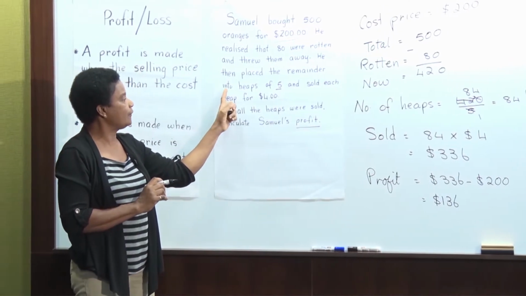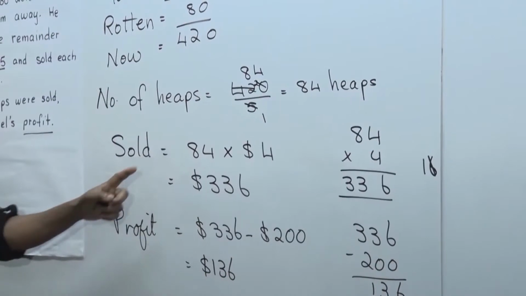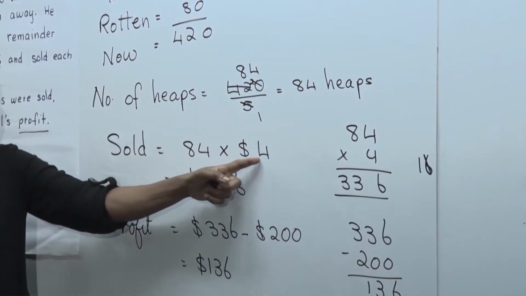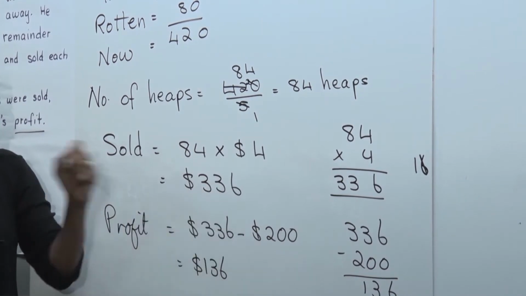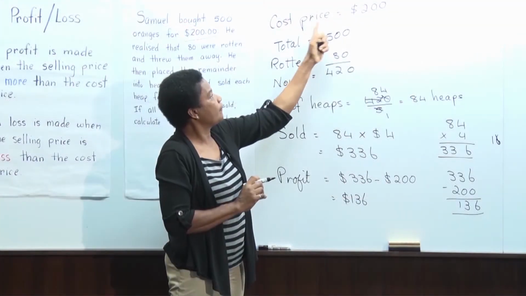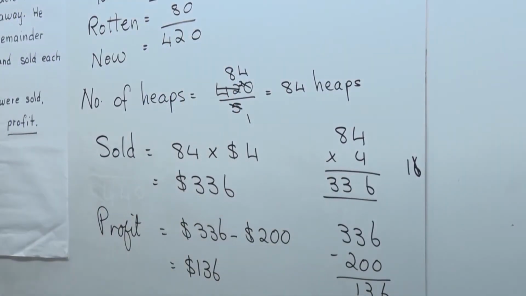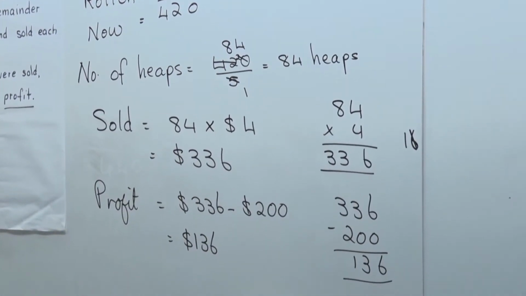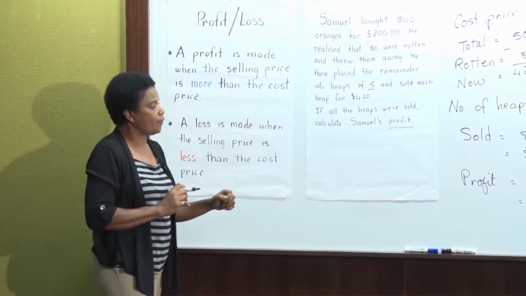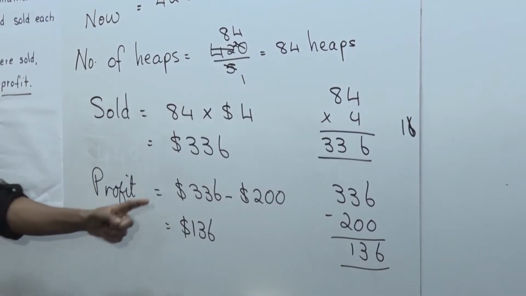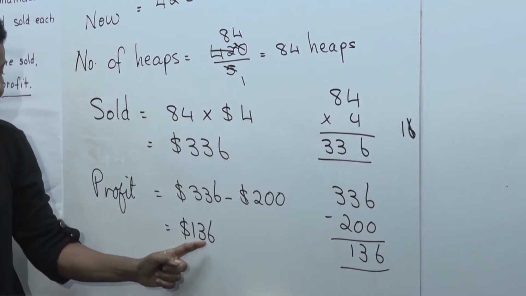Furthermore, Sam sold each heap for $4. Therefore, selling the 84 heaps at $4 per heap, he earned $336. If our cost price is $200 and the selling price is $336, let's refer to our chart. The selling price is more than the cost price. Therefore, he made a profit of $336 minus $200, $136.